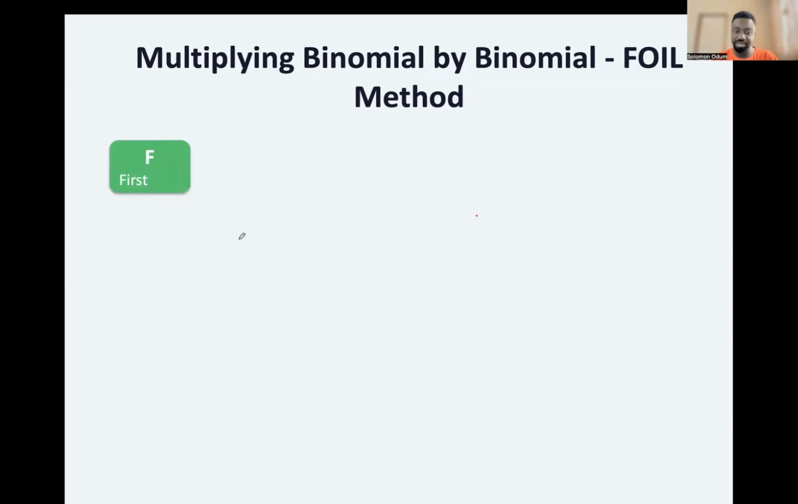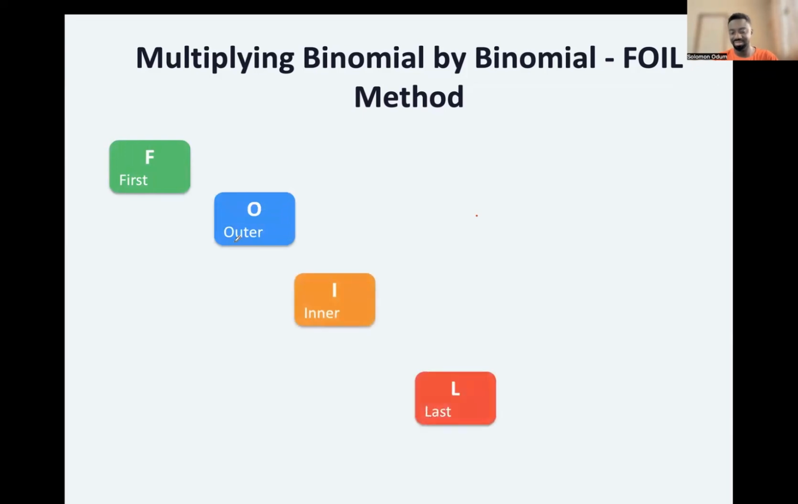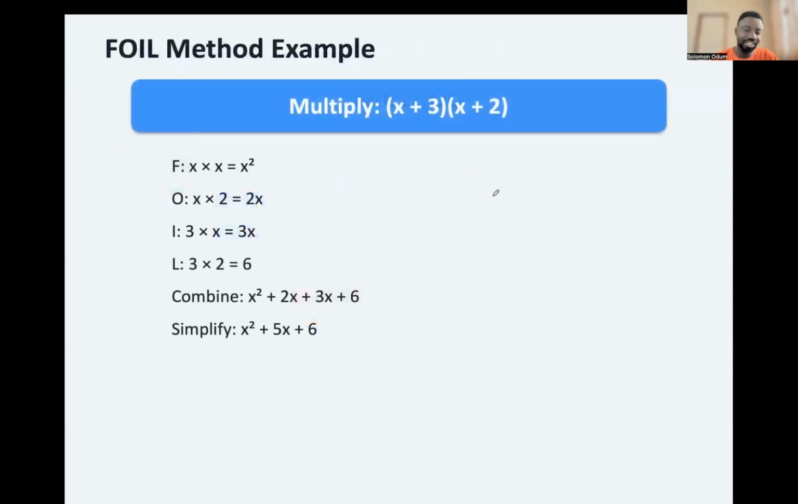F means first, O means outside, I means inside, and L means last. So if we have the binomial x plus 5 multiplying x plus 6, we are going to use this to understand how we can multiply binomials. This is a binomial, and this is also another binomial.